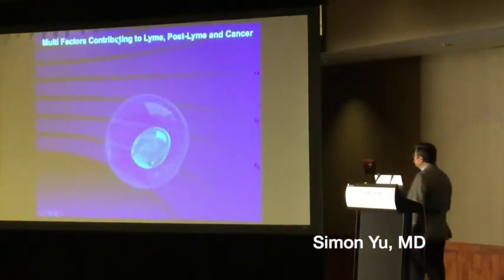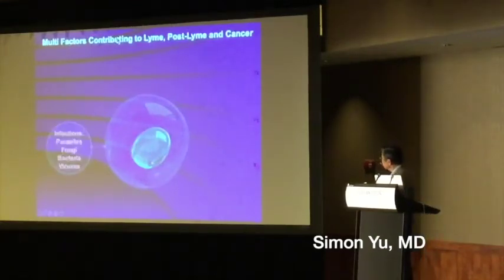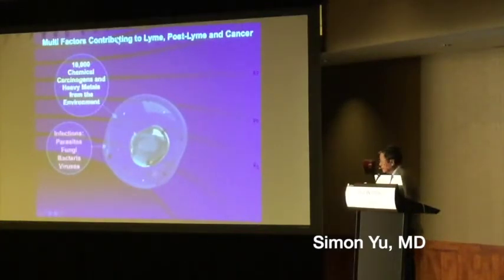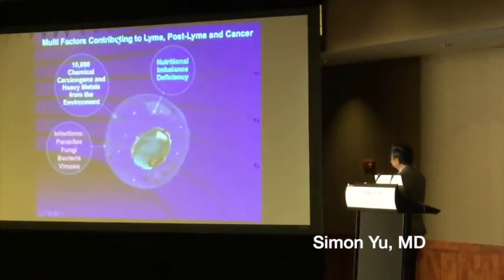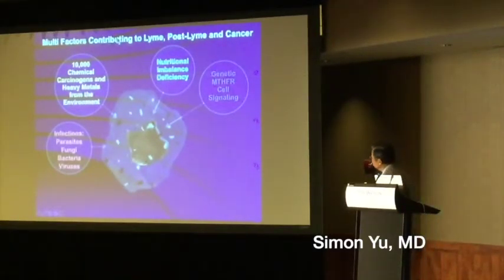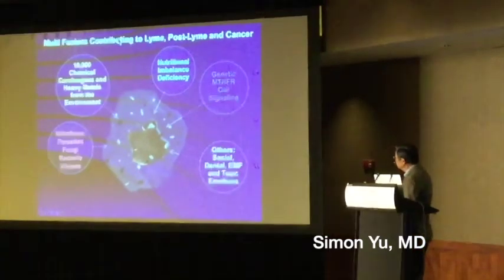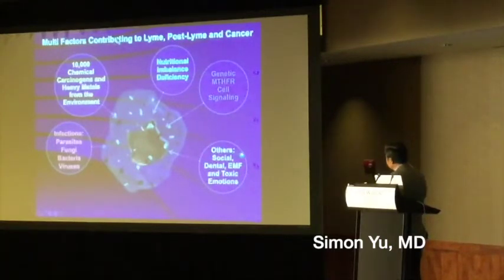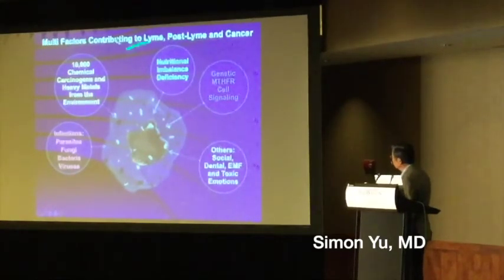There are multiple factors contributing to Lyme, post-Lyme, and cancer patients. I talked about parasite mainly, and the bacteria as dental infections. But we also have all those environmental toxins. I briefly mentioned all those mycotoxins, environmental toxins, and heavy metals, nutritional imbalance and deficiency. And we have some genetic problems, the cell signaling problems, the chemokine. And we have many unknowns, such as social interaction, dental, electromagnetic field, and toxic emotion. They all play a role. So my lecture is based on the dental and parasite, but I address all of those issues as a part of the whole, looking at the evolution.